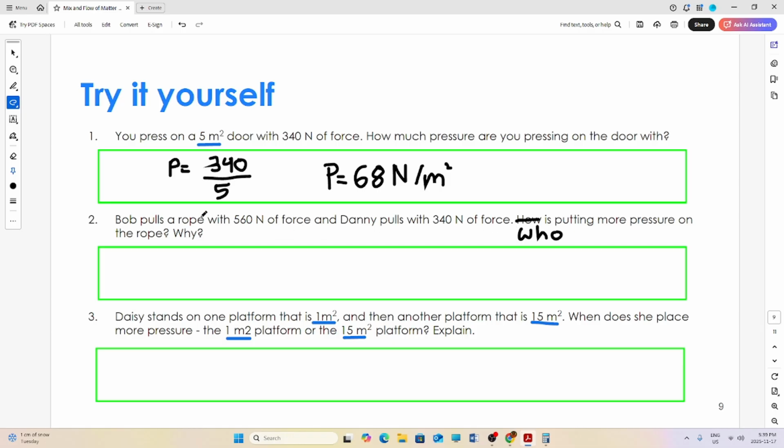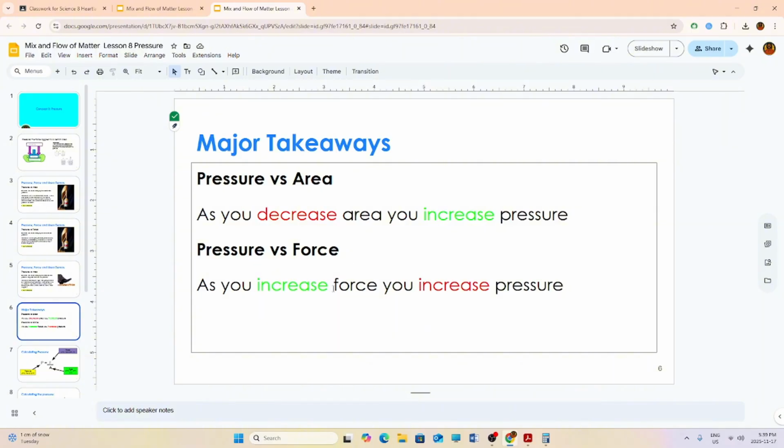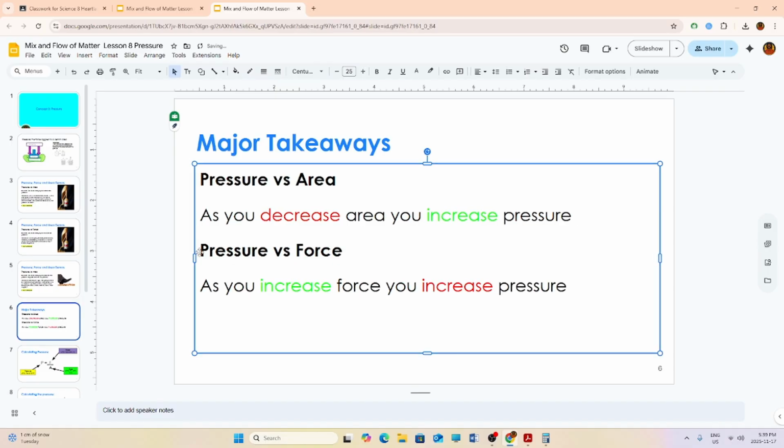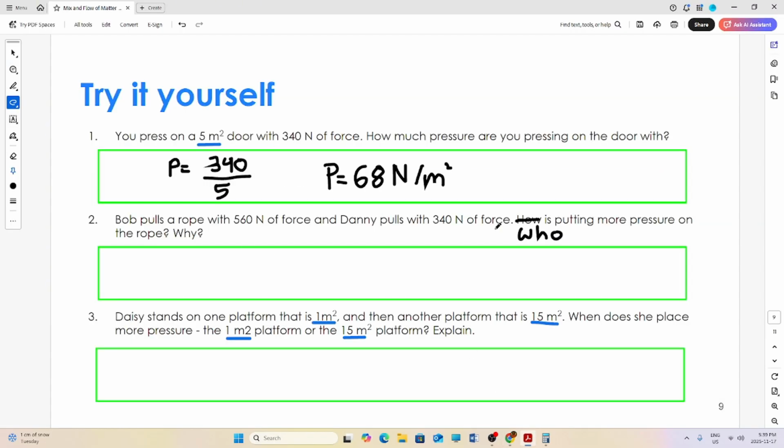Well, let's go back to our example. So if we go back to our notes, if you increase your force, you're increasing the pressure. Those are our major takeaways. If we increase the force, we're increasing the pressure. So let's go back here. Who is putting in more force? Well, Bob is putting 560 newtons of force. Danny is only putting 340. Therefore, Bob is putting more pressure on the rope. Okay, so that's why Bob is putting more force down.